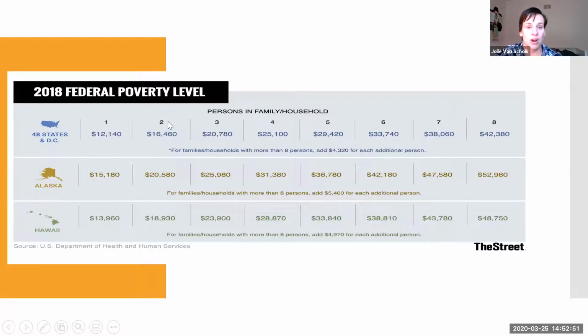For a single parent and one child, it would be $16,000. For a family of three, so maybe two parents and a child, $20,000. For a family of four, usually two parents and two children, $25,000. For five, $29,000. That's not very much money in order to raise three, four, or five children. It's not that much money.